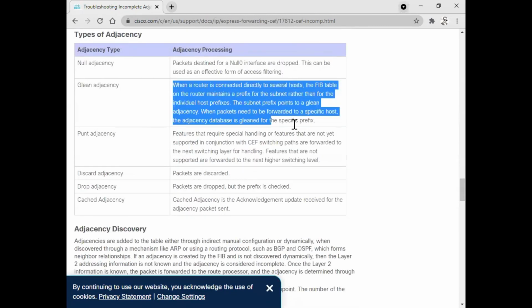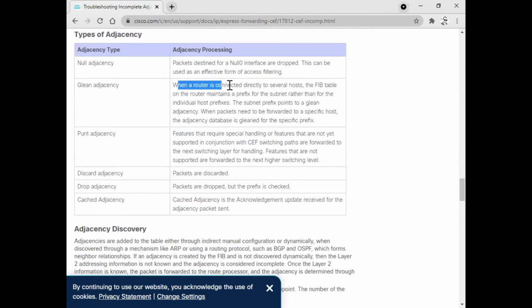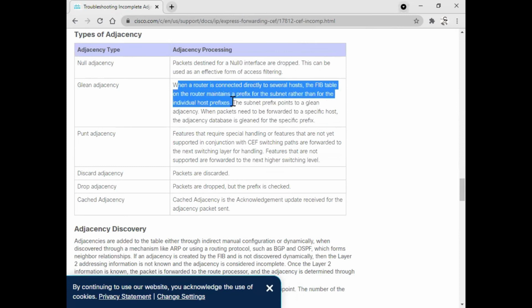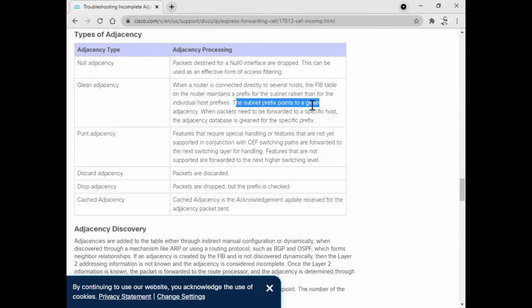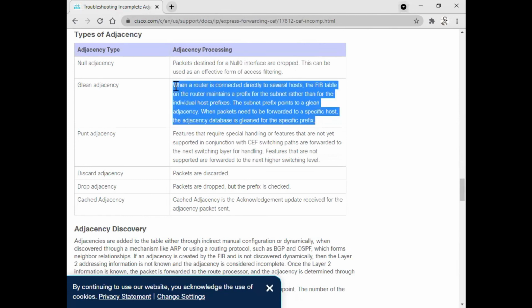See, glean adjacency. What it is saying: when a router is connected directly to several hosts, the FIB table on the router maintains a prefix for the subnet rather than for the individual host prefix. The subnet prefix points to the glean adjacency. When a packet needs to be forwarded to a specific host, the adjacency database is gleaned for the specific prefix. So once you are able to understand what kind of adjacency I am talking about, you will be able to understand these words also. Now these words would be very clear for you guys.